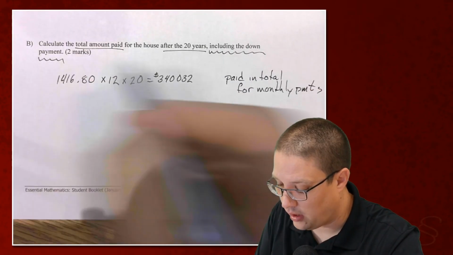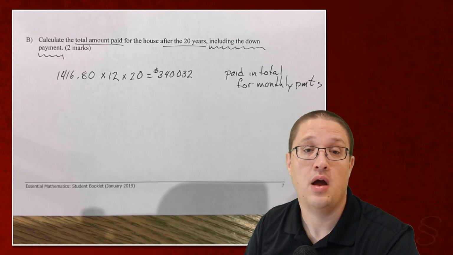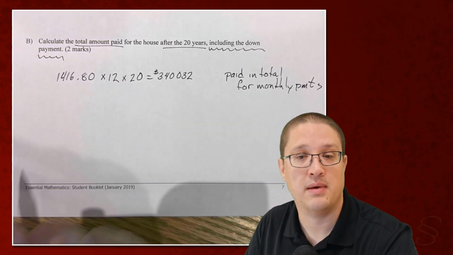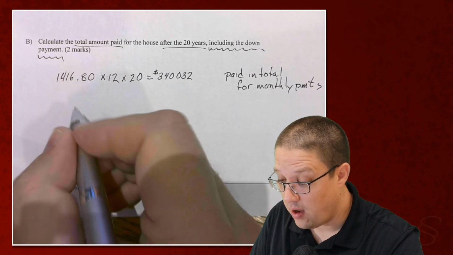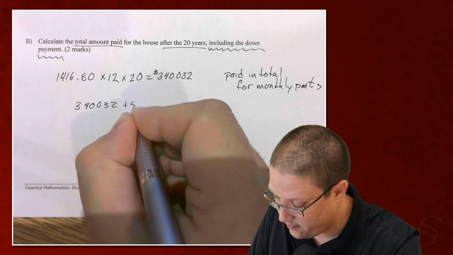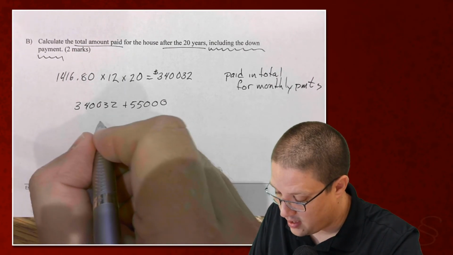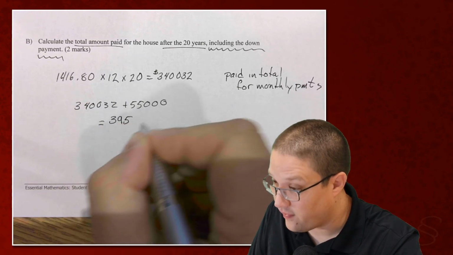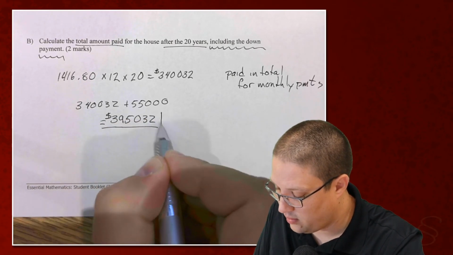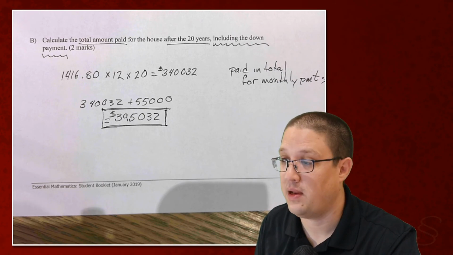However, notice it says including the down payment. With any question, whether that's in a practice or whether that's on the exam, reading the question is more than half of the battle. Make sure to read it carefully, including the down payment. That tells us she paid $340,032 for monthly payments, but I need to add in my down payment here in order to figure out her total amount for this question. And that works out to $395,032. So there is the total amount paid for this house, including the down payment.